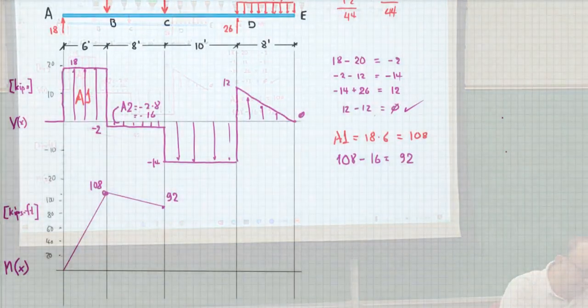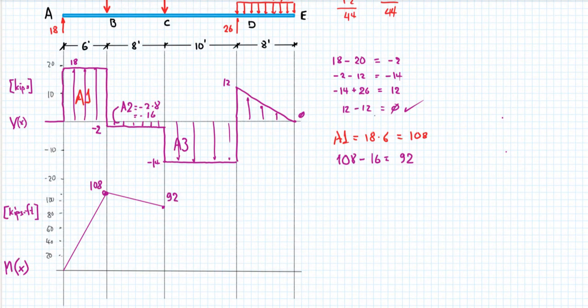Next, area 3. This area 3 is equal to 14 times 10, so negative 140, right? So now you have to go from 92 minus 140, you get minus 48.